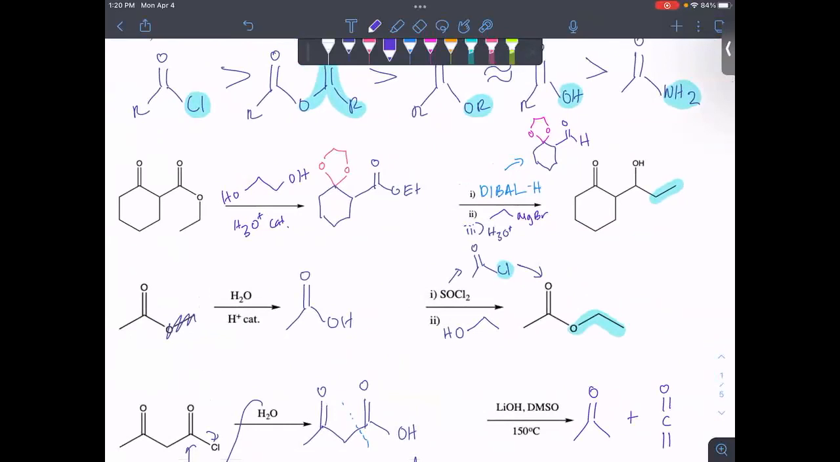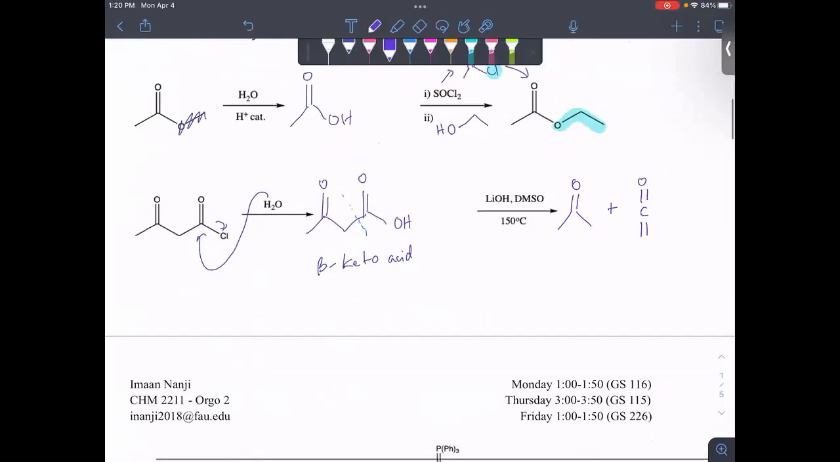Okay, so that problem was kind of ridiculous. You're definitely not going to get anything like that, but this kind of idea will be on the exam: reduction, protecting groups, Grignards. So yeah. All right, let's move on.